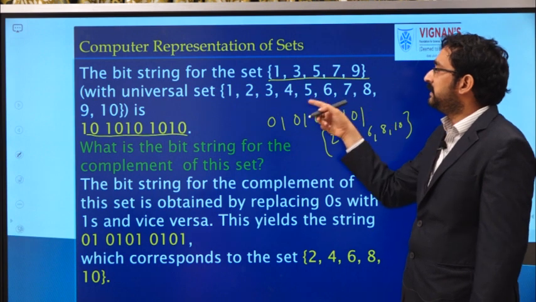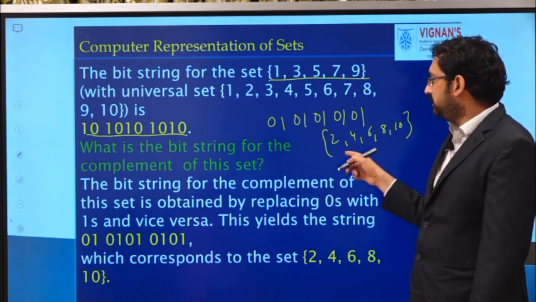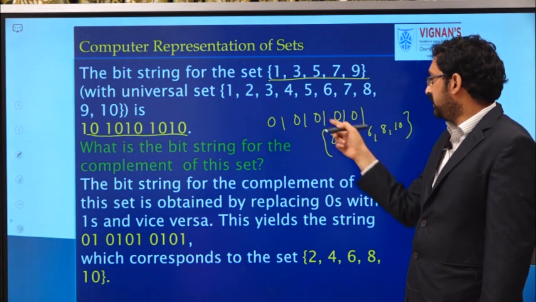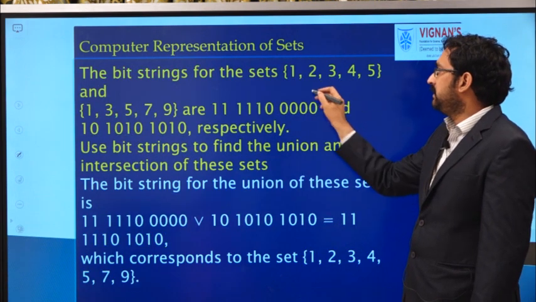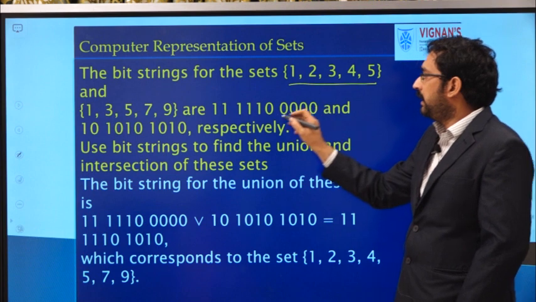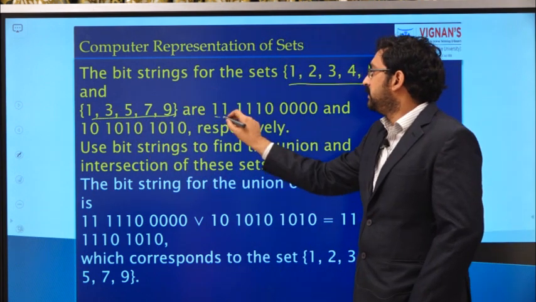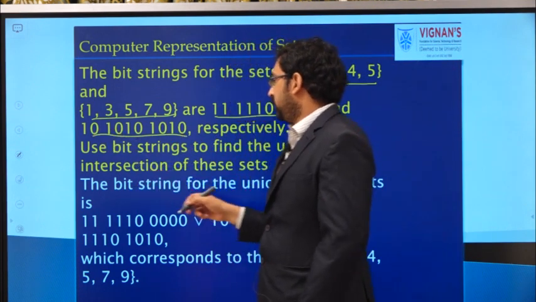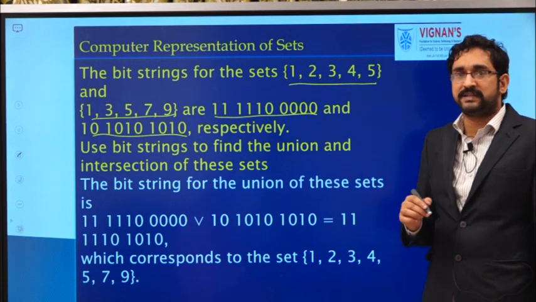So for the set 1, 3, 5, 7 and 9, if we find the complement, it is equivalent to the set of all even integers for the given set, that is 2, 4, 6, 8, 10. Here two sets are given, 1, 2, 3, 4, 5 and 1, 3, 5, 7, 9. Their bit strings are also given. So this is for the first set, this is for the second set. Using the bit strings, you have to find the union and intersection.